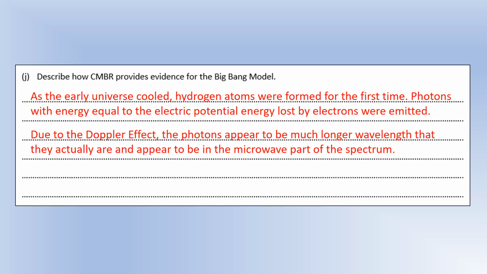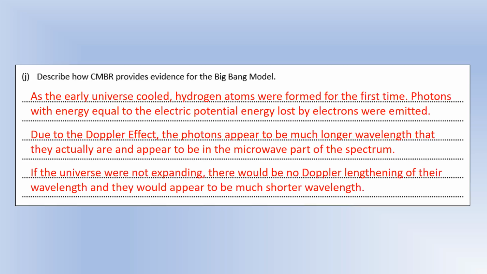And then due to the Doppler effect, these photons would appear much longer in wavelength than they actually are. And they would appear to be in the microwave part of the spectrum from our calculations. And that's exactly what we see now. So if the universe were static or not expanding, there would be no Doppler lengthening, so they would appear to be a much shorter wavelength than they do.